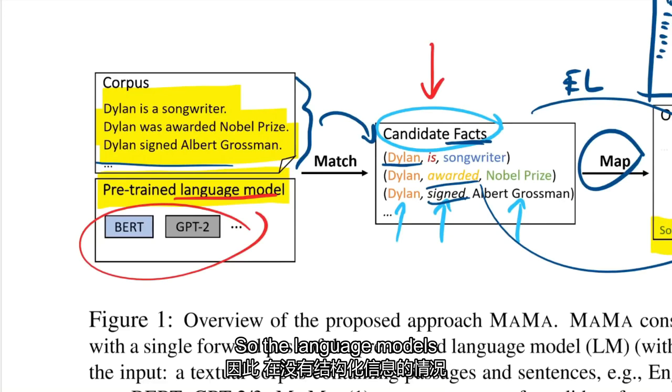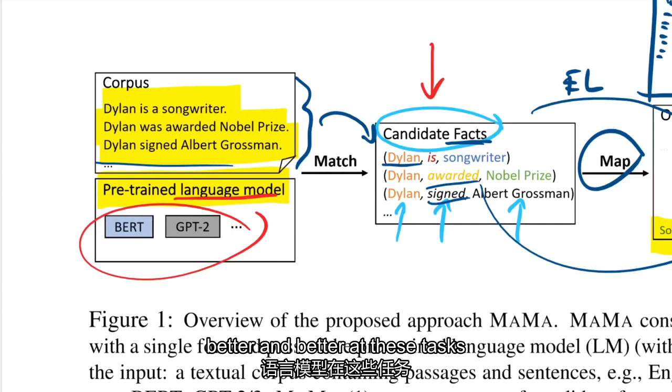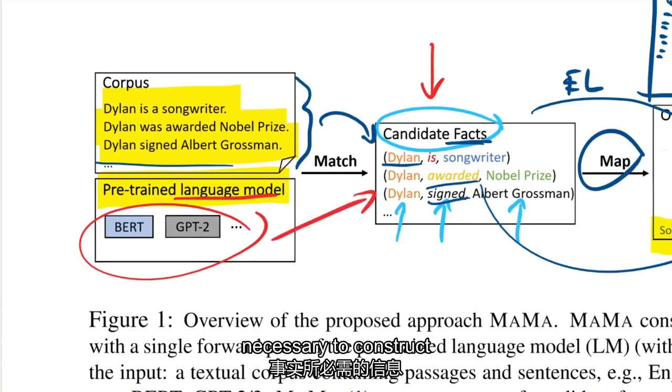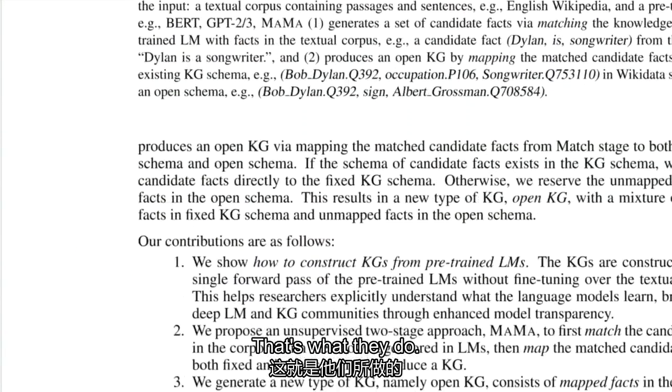So the language models have become better and better at these tasks without having this structured information. So the hypothesis is maybe these language models already contain the information that's necessary to construct these structured facts, because structured facts are what we should use to answer these questions, since we feel that structured information is better than unstructured. The language models are pretty good at these tasks, so maybe we can get the structured information out of the language models. So that's what they do.